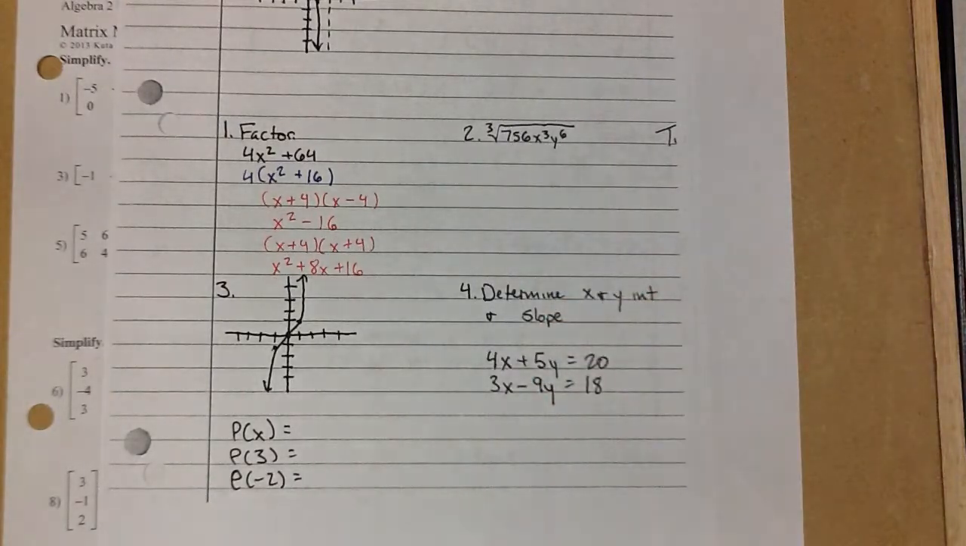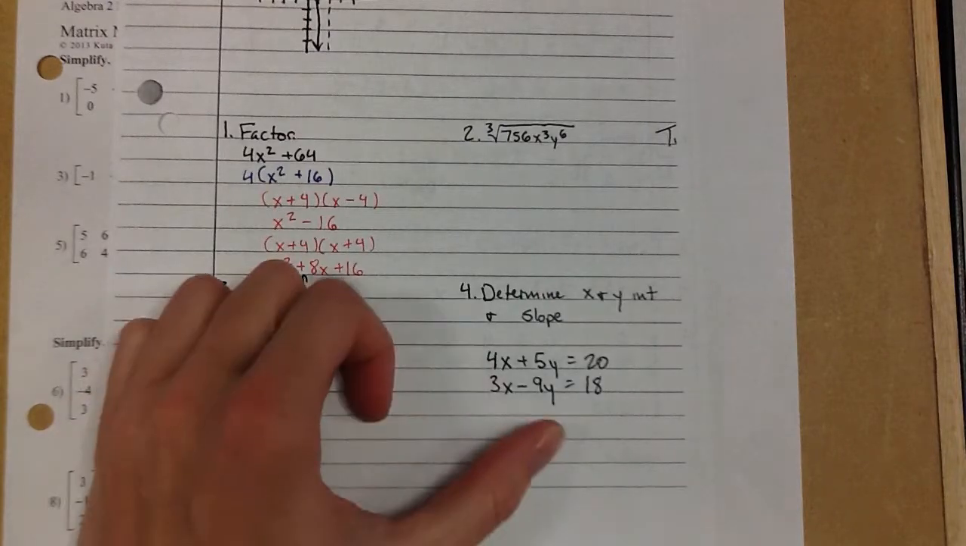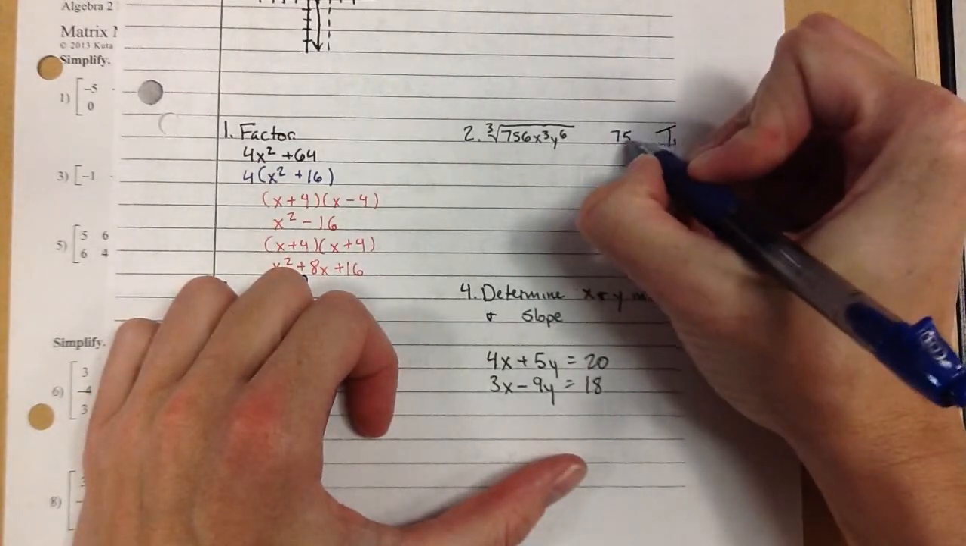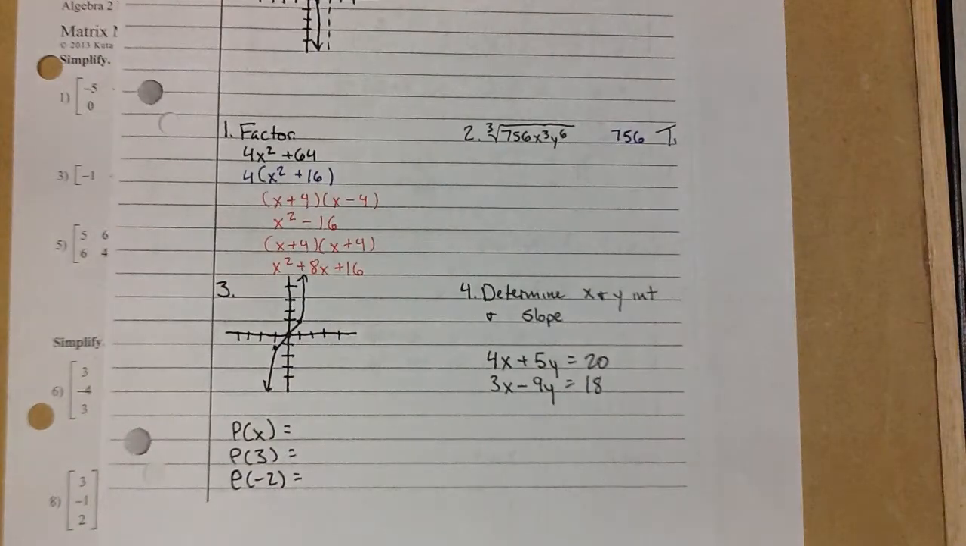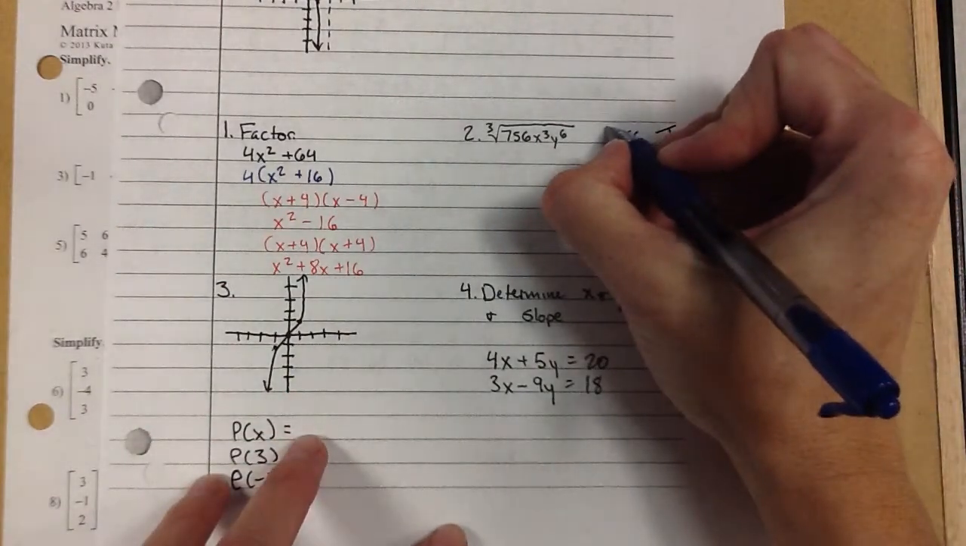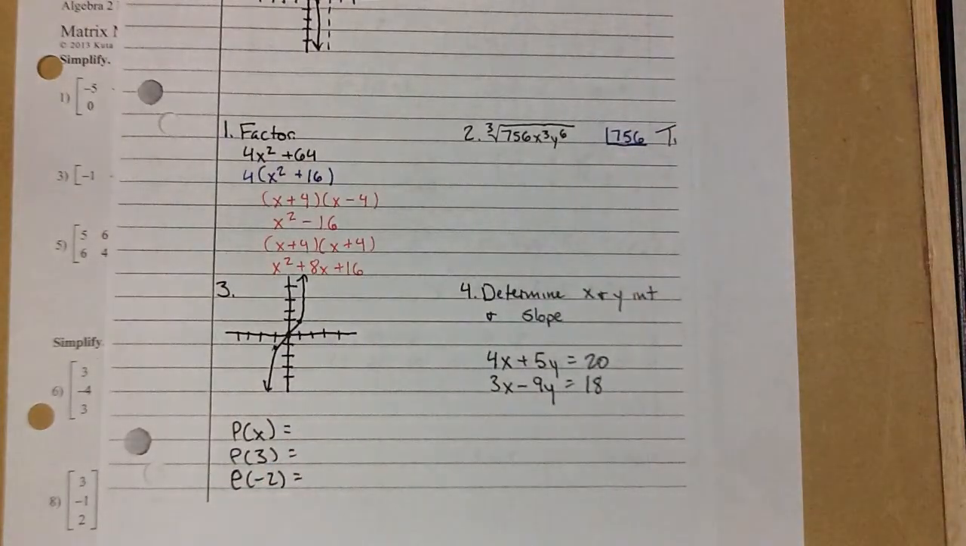Okay, this next one here. Cube root 756 x cubed y cubed. How is the cube root different than the square root? You got to have groups of 3. Good. So I have 756. The prime factorization that we're going to do after that, though, is still the same. So 756. What goes into 756?